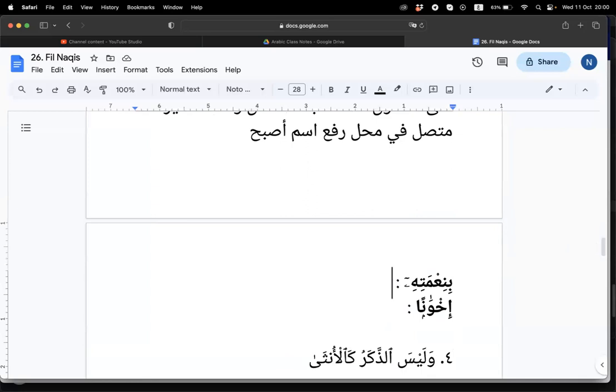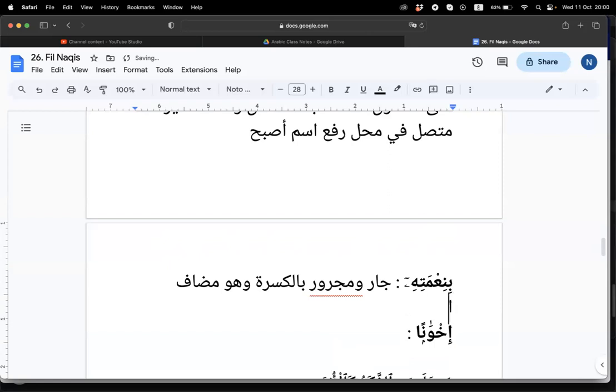Bi ni'matihi. The ba is huruf jar. Ni'mati is majrur. What's the sign? Majrur bil kasrah. And then wa huwa mudaf. And then the ha is domir mutasil fi mahali jar, bil idofa. Yes, correct. Okay.